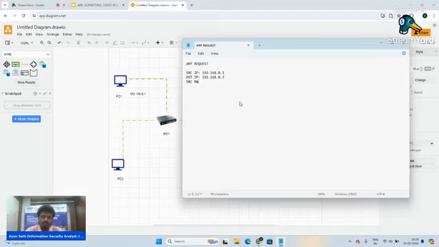Then source MAC. So what is the source MAC of PC1? Let's take an arbitrary example: 61, 2, 3D, 6F, 4F and 90. For instance, this is an arbitrary MAC address. This is not a real MAC address. And the destination MAC address will be like this.